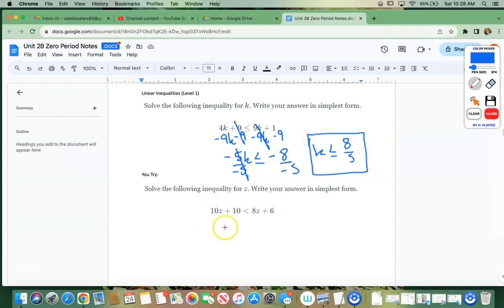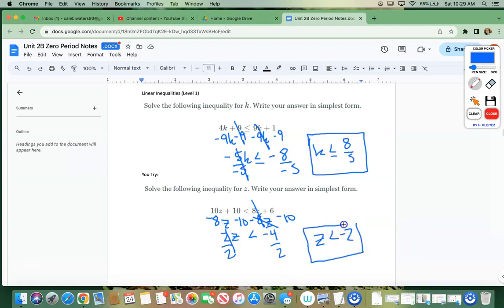All right, I want you guys to try this one and unpause the video once you've tried it so you can check it. All right, hopefully I'll move the z's to the left, so minus 8z, that canceled out, minus 8z here, and then hopefully move this 10 over to here, so subtracting 10, subtracting 10, so that probably made that 2z is less than negative 4. Then divided by that 2. That made it z is less than negative 4 divided by 2, which is negative 2. There you go. All right, there's that.